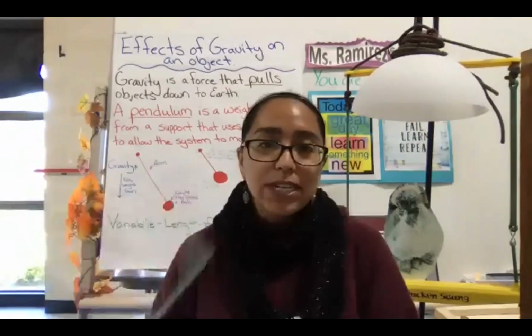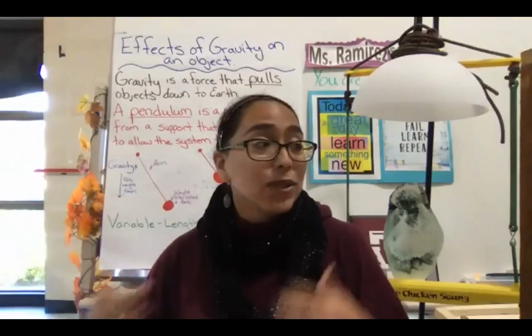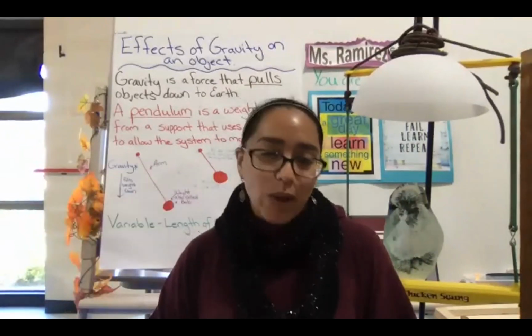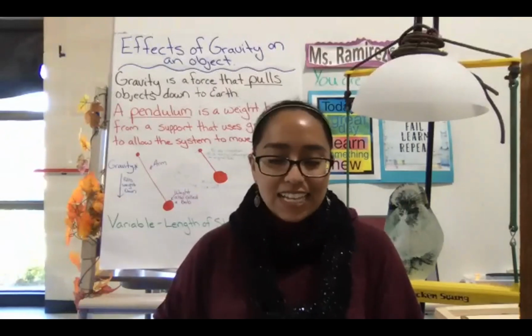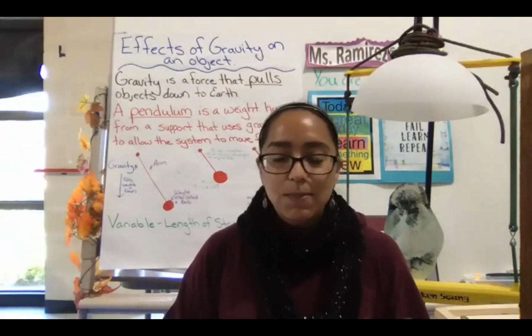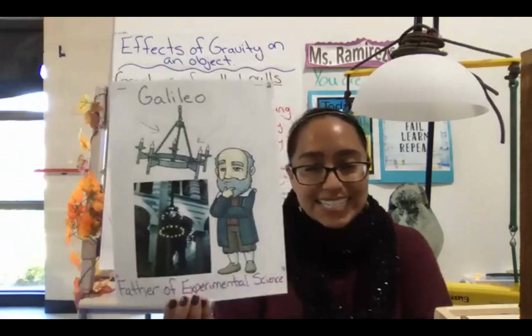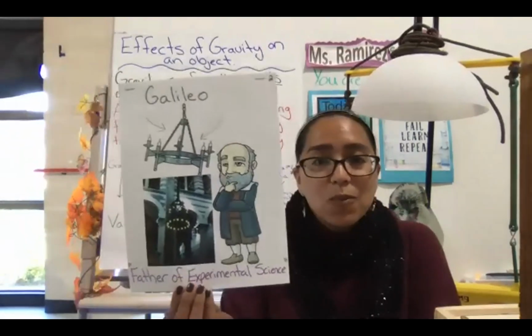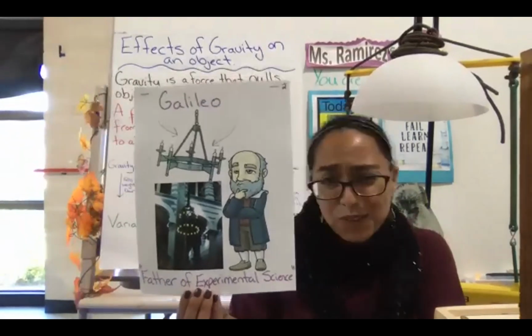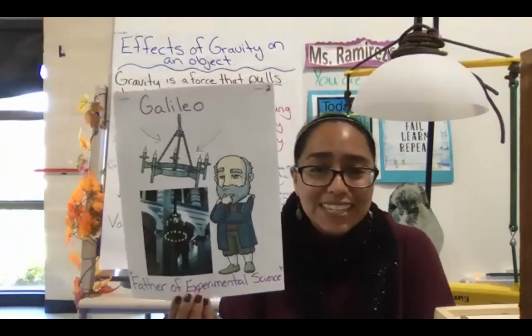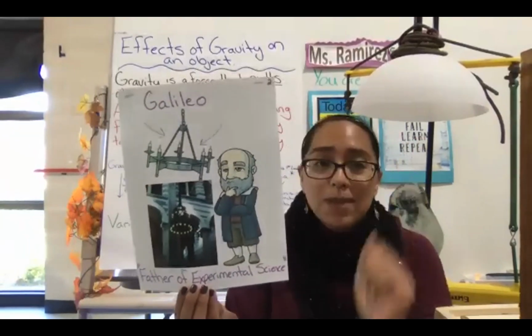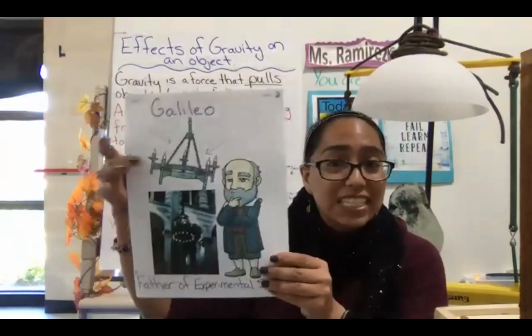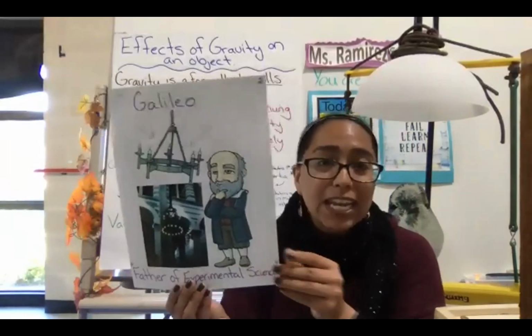So today we're going to be doing an experiment with a pendulum and gravity. But before we get into that, let's talk about the history of the pendulum. So a scientist named Galileo was sitting in church. This was around the 1500s. So he was in a cathedral, and he happened to look up. He noticed that the chandeliers were swinging back and forth.